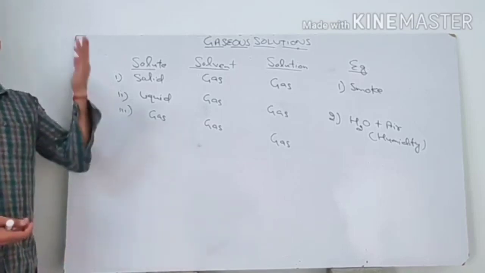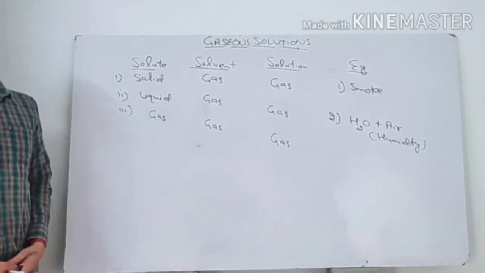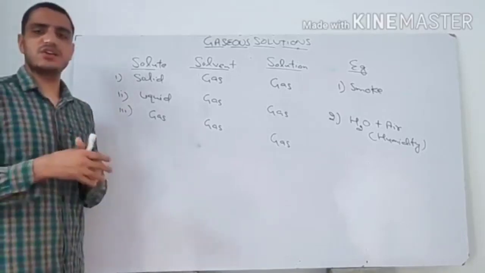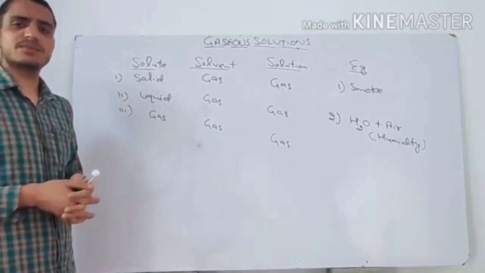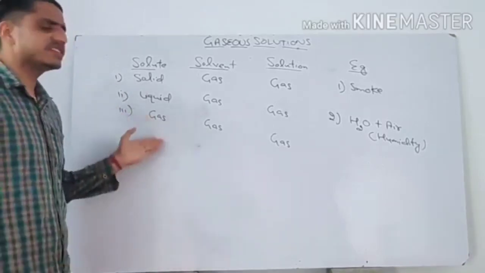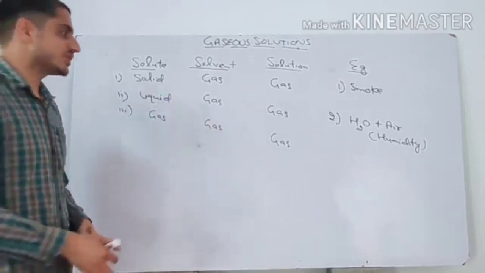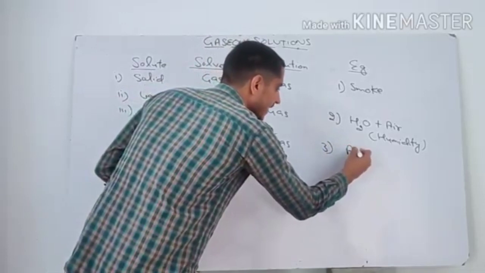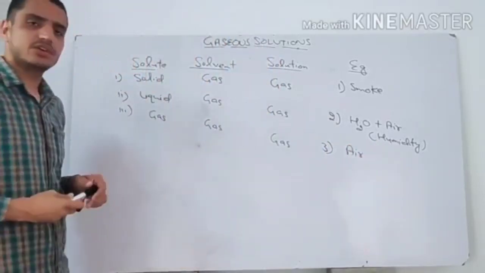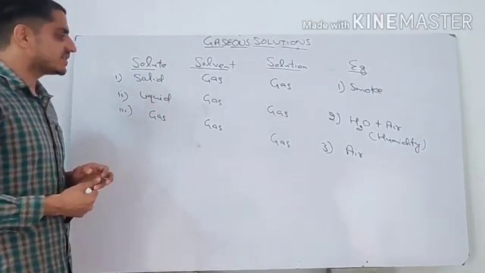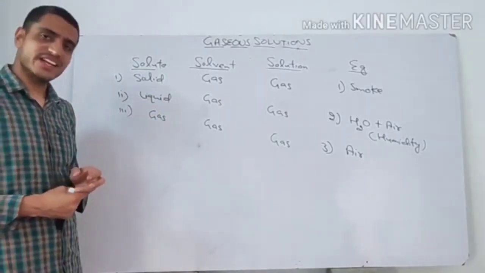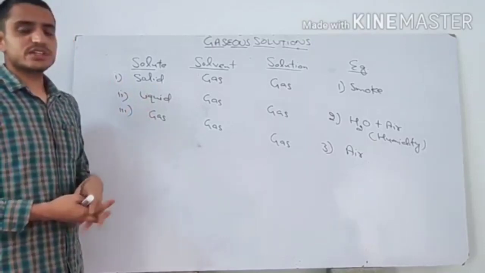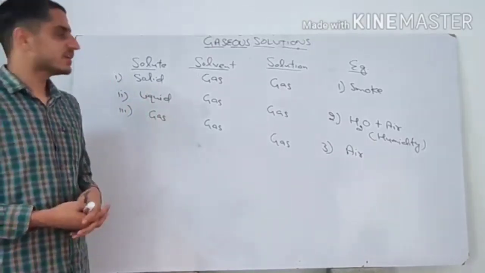Now the third is gas in gas. Very common example. In our atmosphere, a lot of gases are present together forming a gaseous solution. Nitrogen, hydrogen, oxygen, carbon dioxide, helium, they all are mixed up together in our atmosphere. So that is a very easy example for gas in gas solution. That is air. Air is a composition of various gases mixed together. So air can be an example of gaseous solutions. Getting a point? So we have studied 3 types of solutions: solid solution, liquid solution, gaseous solutions.